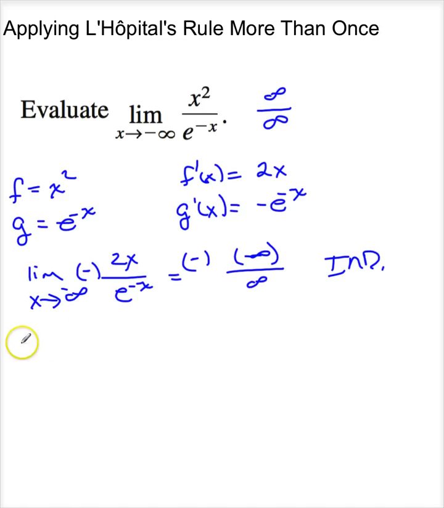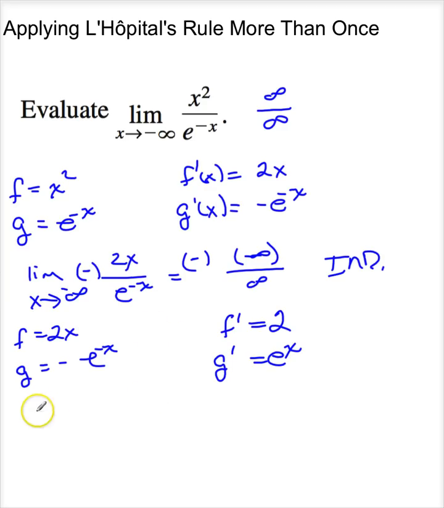So I'm going to try again. This time I'm going to let f equal 2x. And yes, you can come right up here and do it again. That's fine. You don't have to do it as detailed as I am. Okay, so f prime is 2, g prime is e to the minus x. So this becomes the limit as x approaches negative infinity of 2 divided by e to the negative x. And I see that this becomes 2 over infinity, so that's just 0.